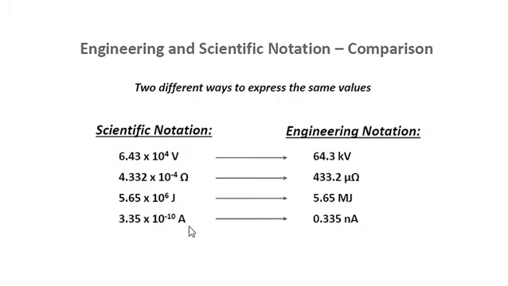Now we're back to here. So 5.65 times 10 to the power 6 joules, and this is the equivalent engineering notation: you have your mega. And then your nano: 3.35 times 10 to the power minus 10. We can write it as 0.335 nano. You should be able to convert from here to there and from there to here.